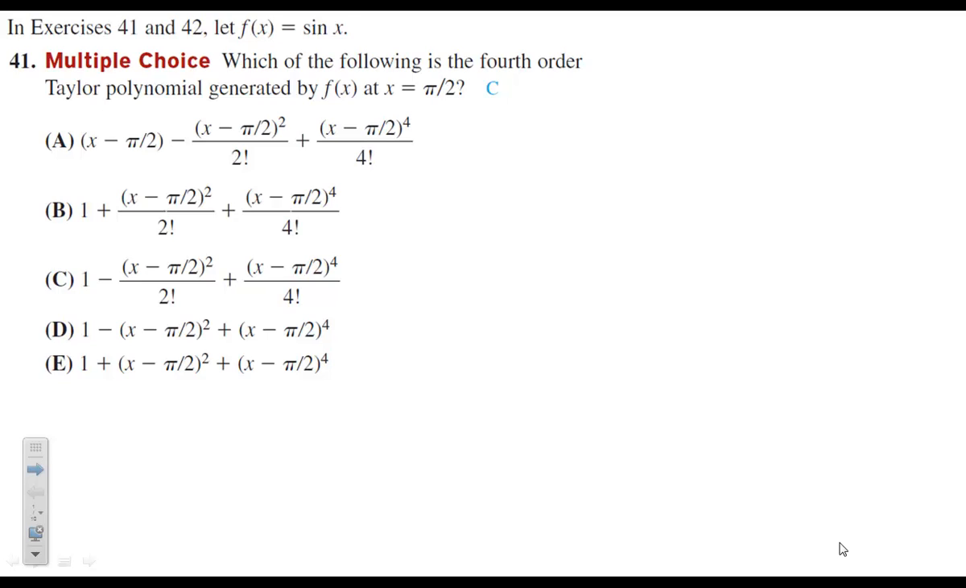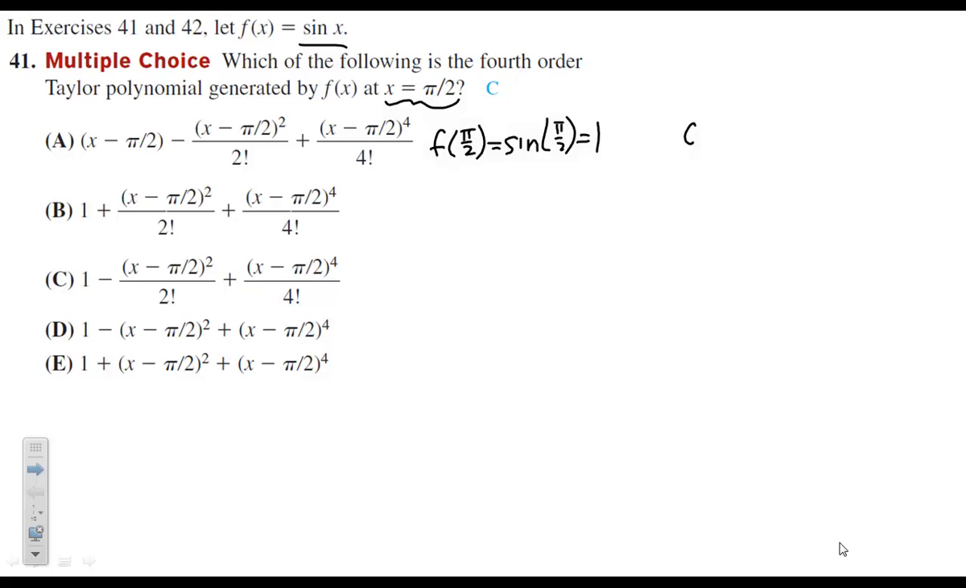Alright, here's number 41 from section 9.2. We're asked to find the Taylor polynomial of sine of x, but it's centered oddly at pi over 2. Well, let's start our table here. We'll start with f of pi over 2, which is equal to sine of pi over 2, which is equal to 1.